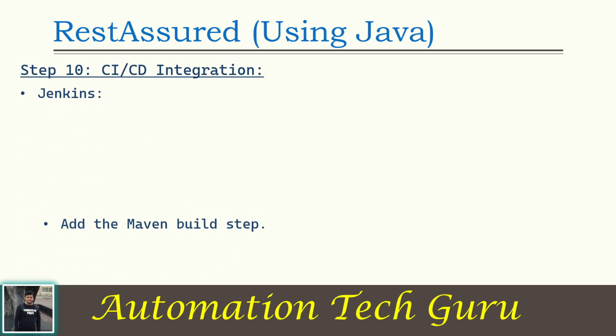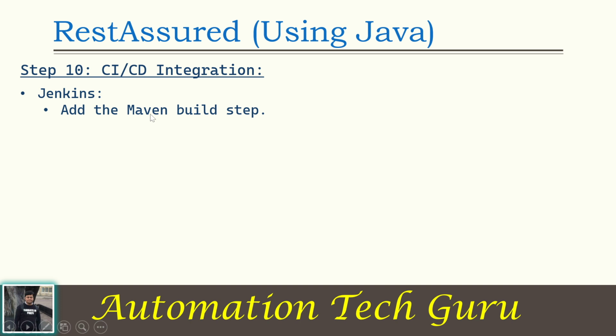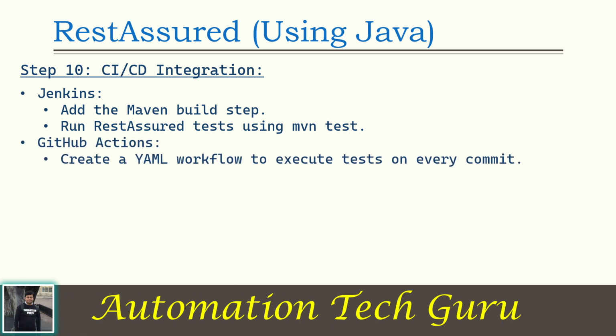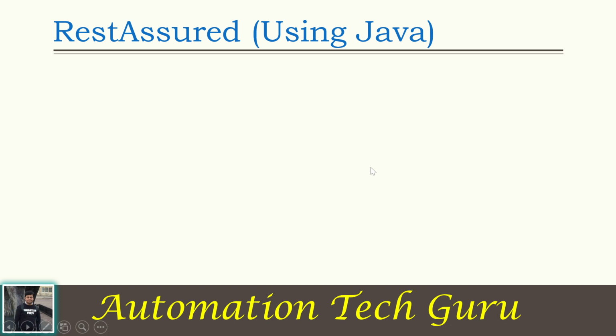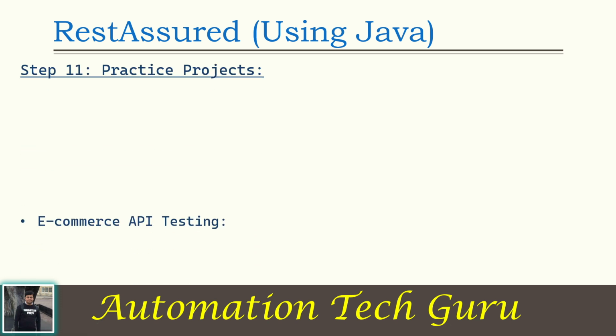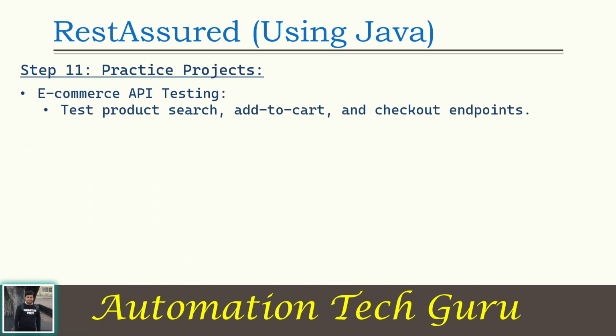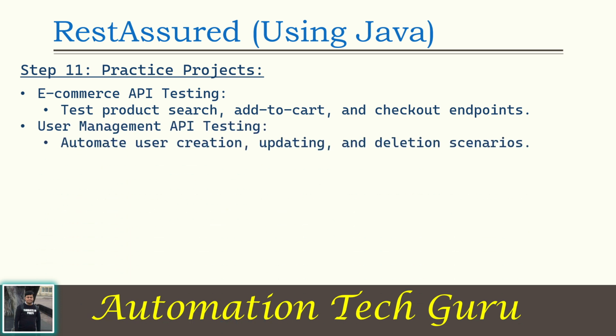CI/CD integration. You can use Jenkins, add the Maven build step, and run RestAssured tests using Maven mvn test. GitHub Actions: you can create a YML workflow to execute the tests for every commit. And for practice projects, you can use e-commerce API testing or user management API testing. Based on these projects, you can learn more in RestAssured.